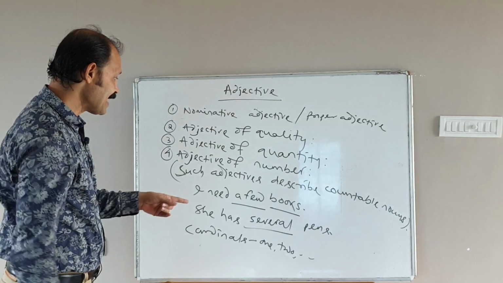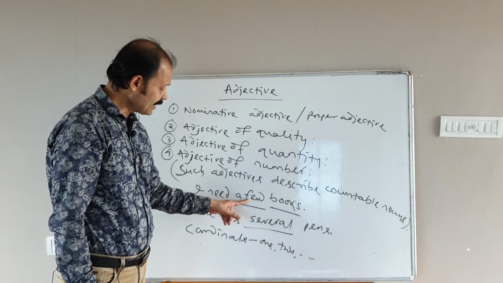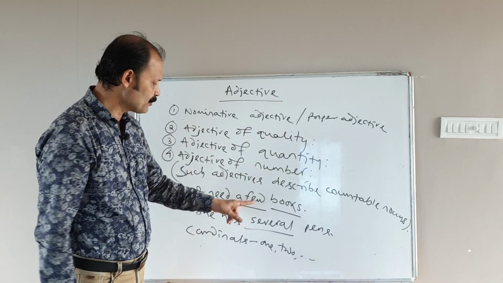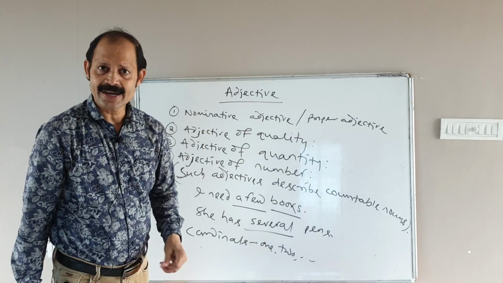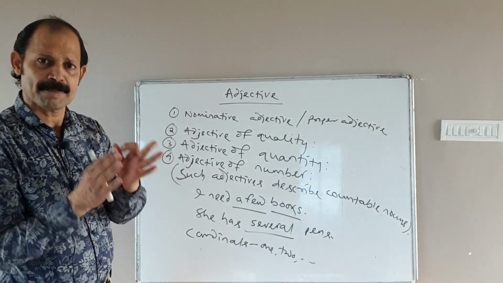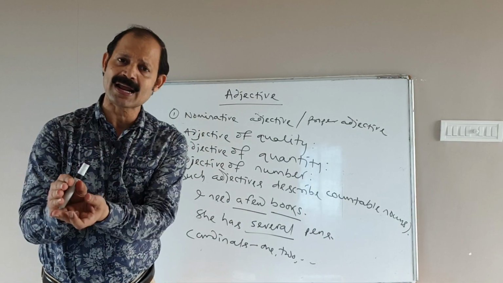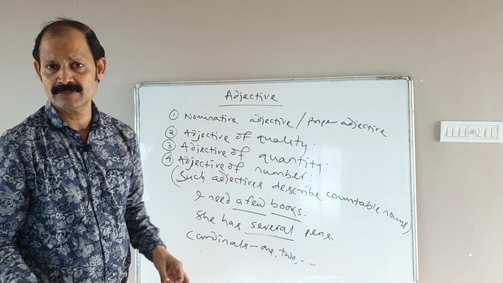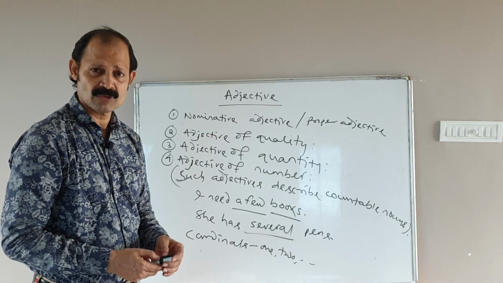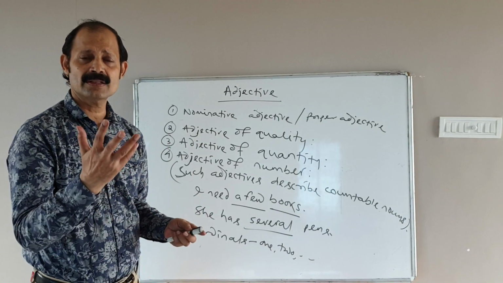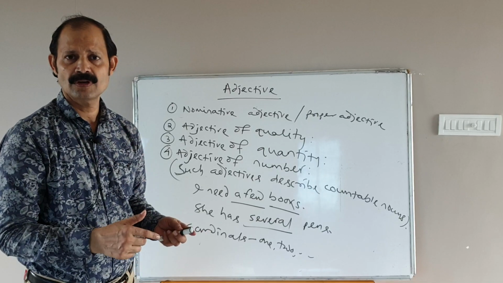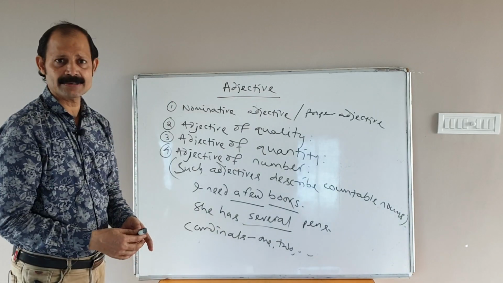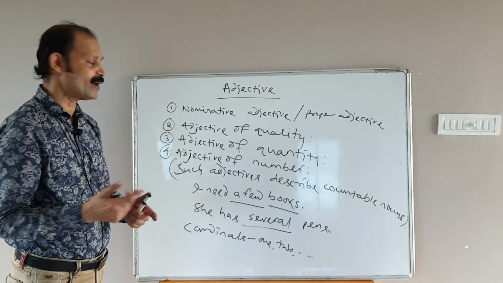But remember, not every word can be both. For example, a few always goes before countable noun. You cannot use a few before uncountable noun. I am telling you that if the same word can be used both before countable and uncountable, in this case it may be adjective of number or adjective of quantity. So words like a lot of, some, any, are adjective of quantity or adjective of number depending upon the noun which it qualifies.